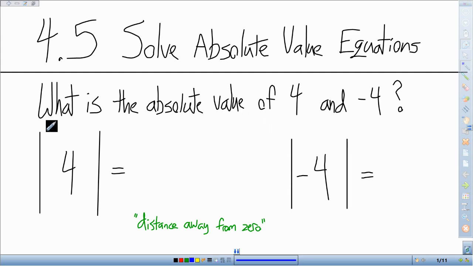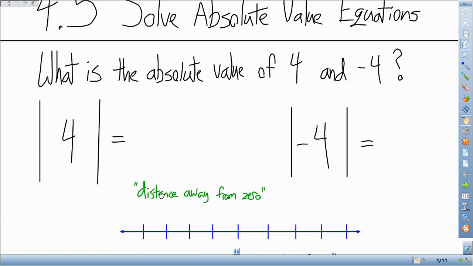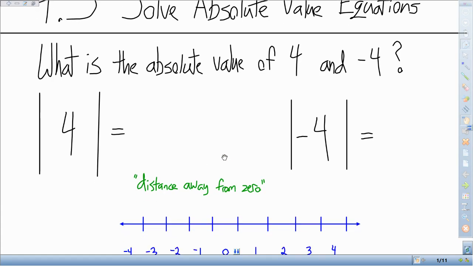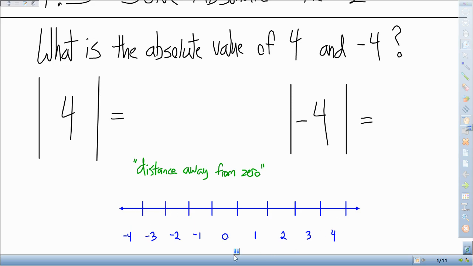Okay, so this is asking what is the absolute value of 4 and negative 4? When they ask us for the absolute value of a number, what does that mean? Basically, the absolute value of a number is its distance away from 0. If you want to copy this on your paper, you can. The absolute value of a number is how far away from 0 on a number line that number is. You can think of it as how many units away.